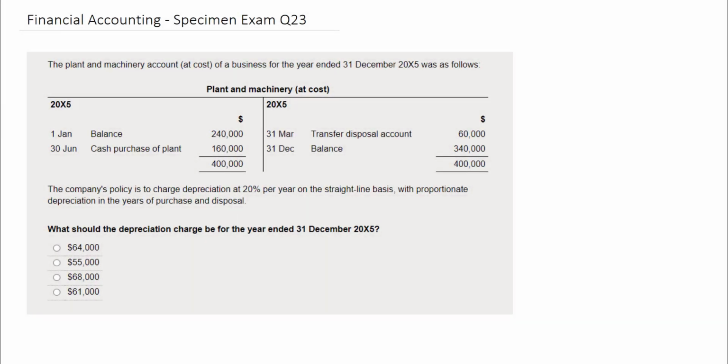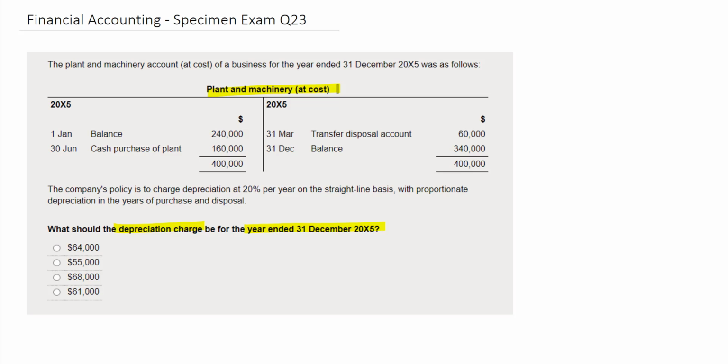In this question, you are being asked to calculate the depreciation charge for the year ended 31st December 20x5. You've been presented with a T account for the plant and machinery at cost ledger. The information contained in this T account will be very useful in helping us to work out the depreciation. Particularly important in this question will be the dates.